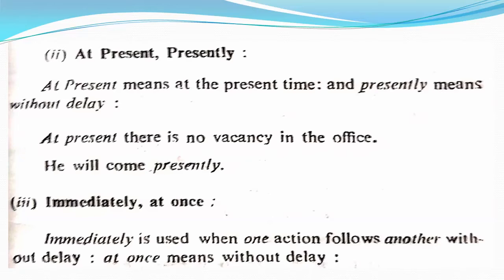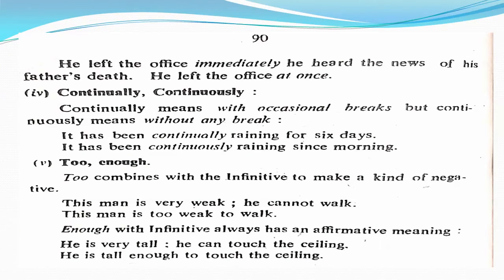Number 4, continually and continuously. Continually means with occasional breaks, but continuously means without any break. For example, it has been continually raining for 6 days. It has been continuously raining since morning. Okay.